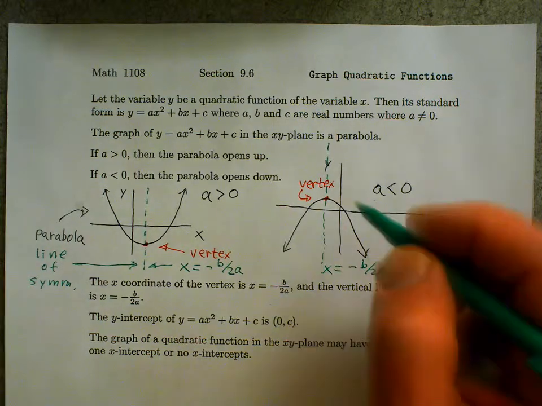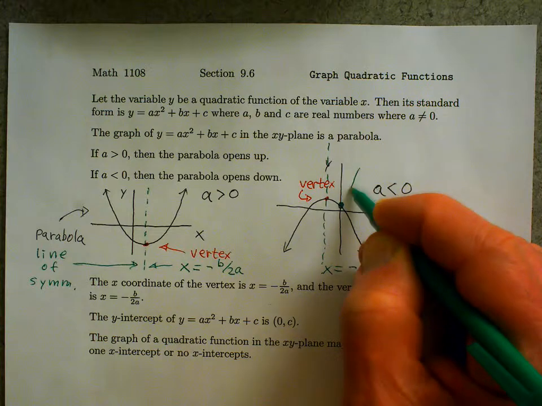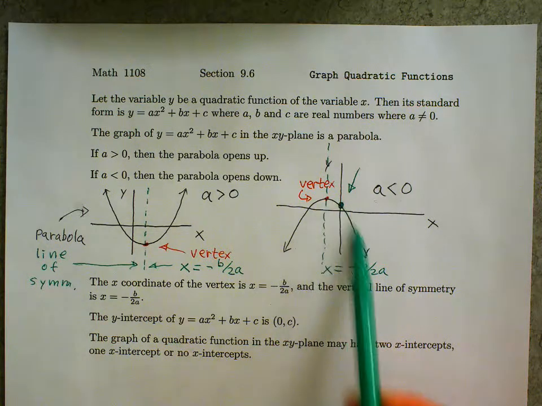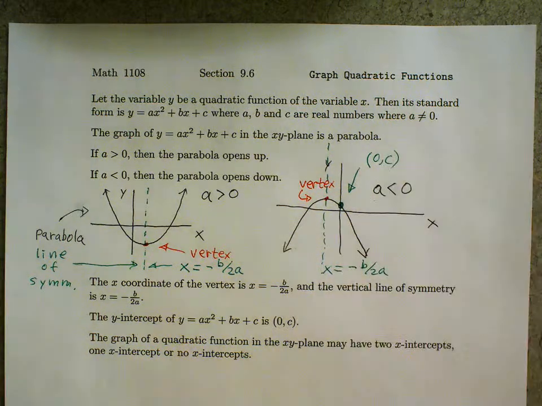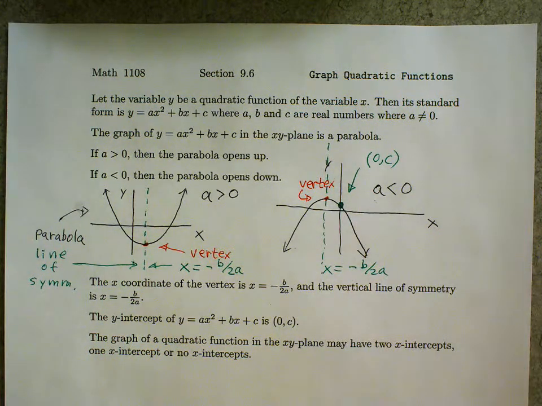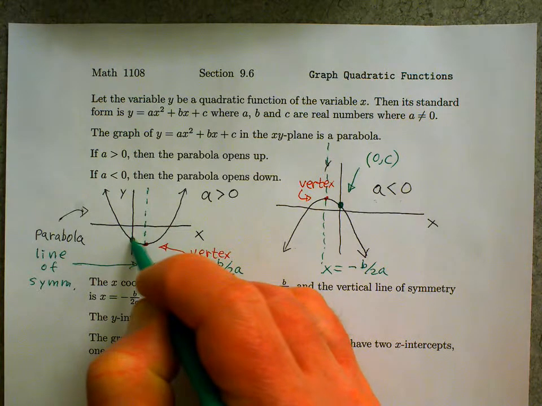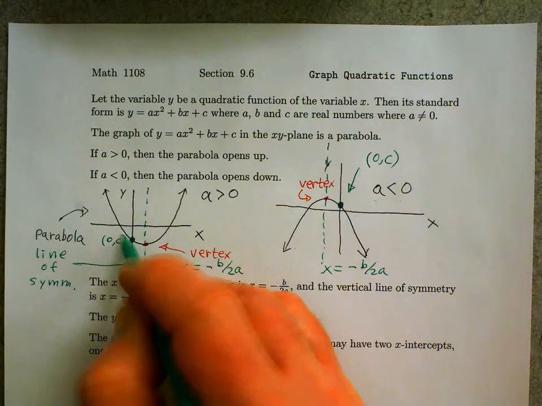Okay, so in this picture, that is the y-intercept. That's the point on the y-axis that the parabola crosses. So the ordered pair is (0, c) for the y-intercept. In the other picture, the y-intercept is right here, (0, c).